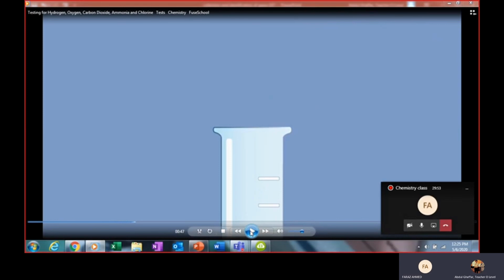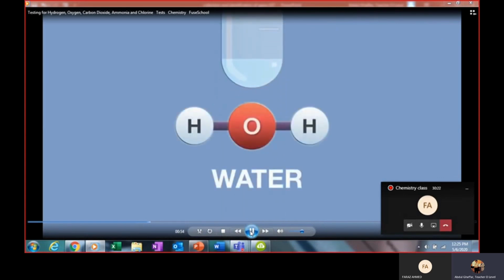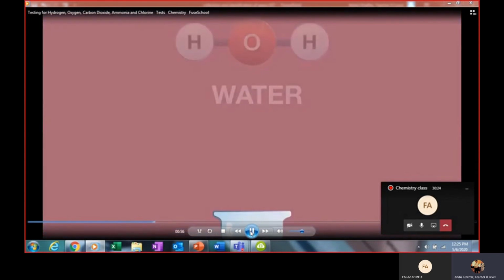Sir, we will heat it from the top, from the mouth. No. We will place a lighted splint near the mouth of the test tube, and then we will hear the sound, which is the pop sound. Okay. Okay, sir. This is due to the combustion reaction of hydrogen in the presence of oxygen, creating water as the only product.